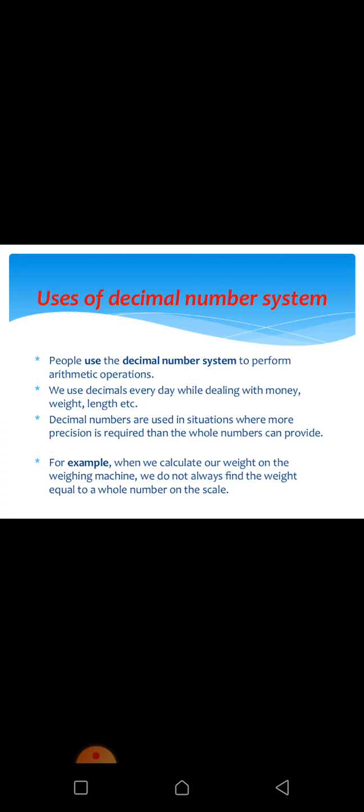Uses of the decimal number system. People use the decimal number system to perform arithmetic operations. And we use decimals every day while dealing with money, weight, length, etc. Decimal numbers are used in situations where more precision is required than whole numbers can provide. For example, when we measure our weight on a weighing machine, we do not always find the weight equal to a whole number on the scale. The main advantage of the decimal number system is that it is easy to read, easy to use by humans, and easy to manipulate.